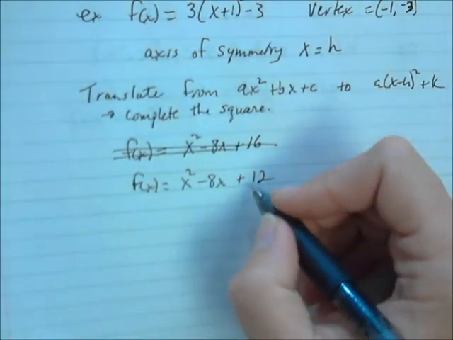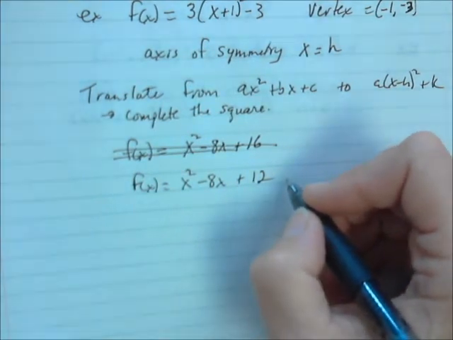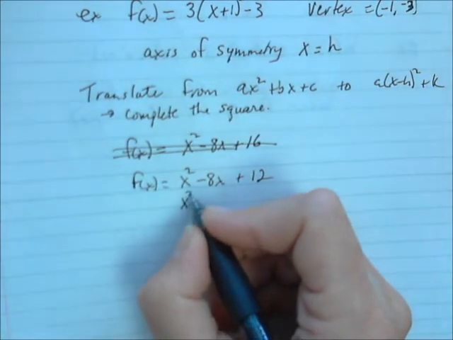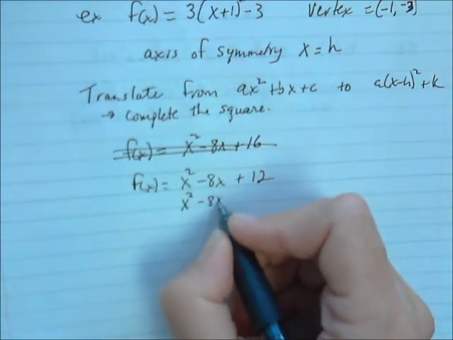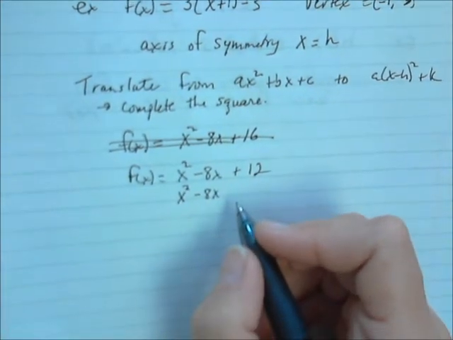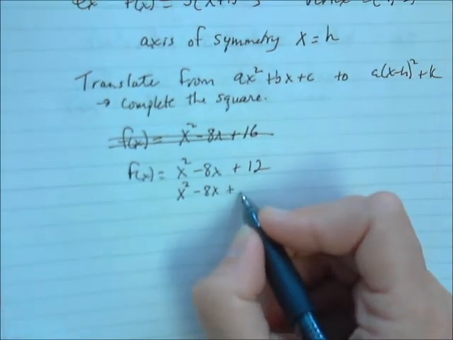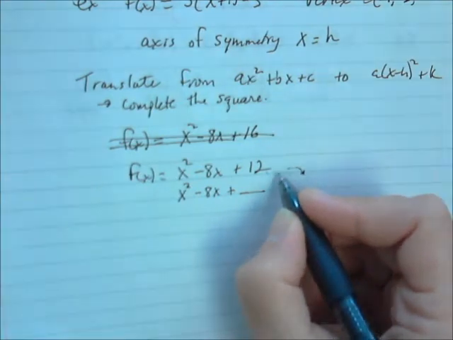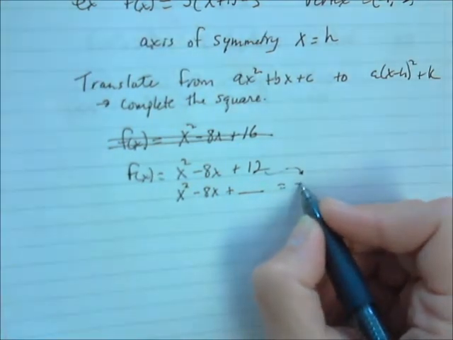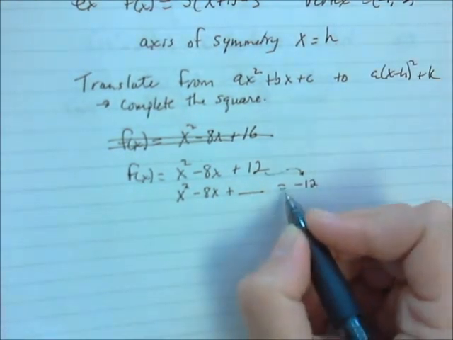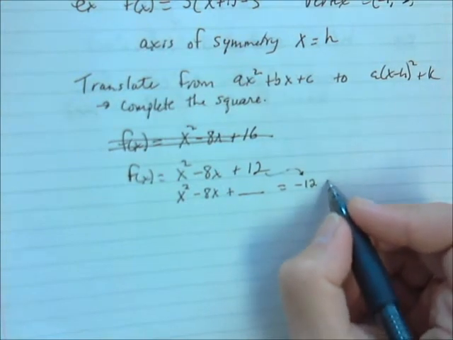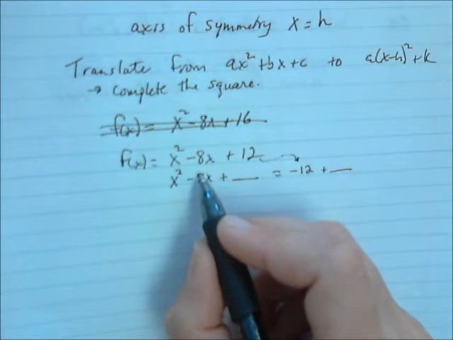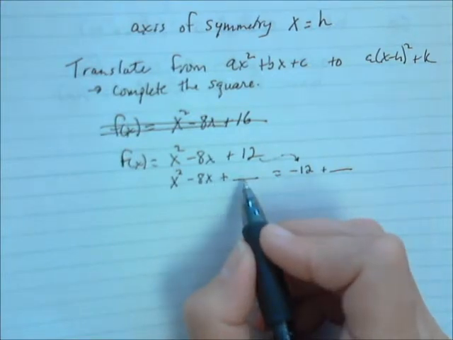And what you do, if you remember from last year completing the square, you're going to subtract 12 from each side, so it would look like x squared minus 8x. And then when I teach complete the square, I make my students put plus blank is equal to, and then you're going to subtract 12 from this equation, and it's going to go over here on the other side of an equal sign, negative 12 plus blank. And in the blank, you put half of b squared.